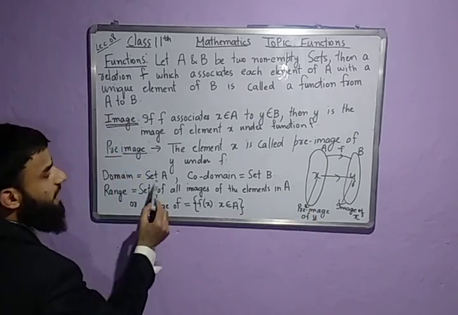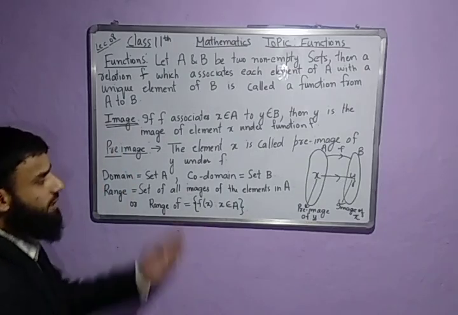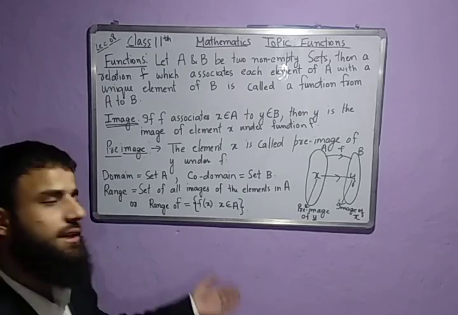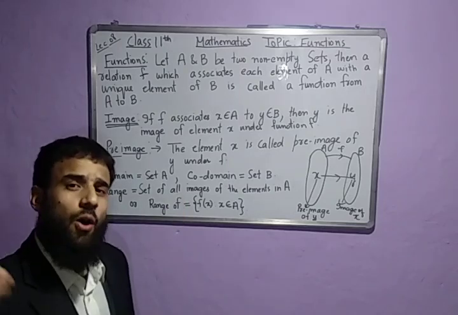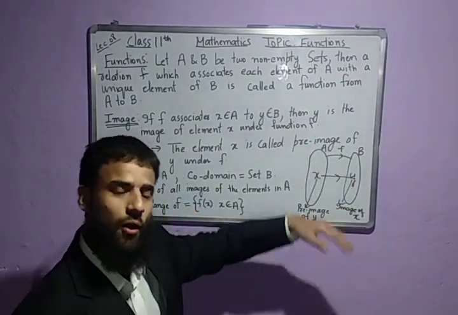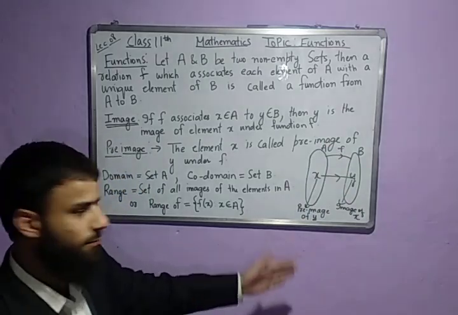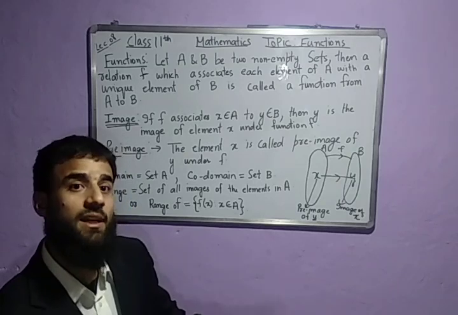Now domain, what is a domain? The whole set A is your domain, okay. And what is your codomain? The whole set B is your codomain. Now what is the range? The range is the set of all images. If you make a set of all those images under the given function, that set will become your range, okay.